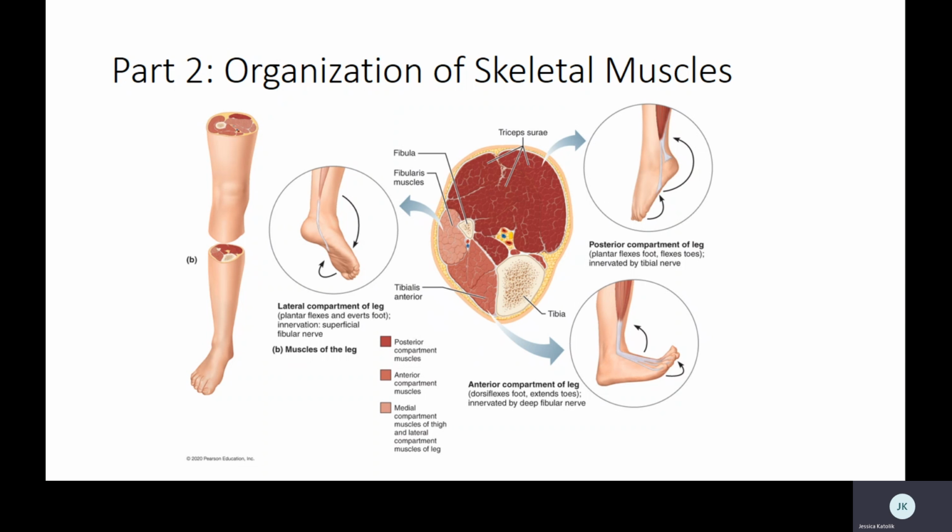These muscles are going to be innervated by the deep fibular nerve. This is again going to be a portion of the sciatic nerve.